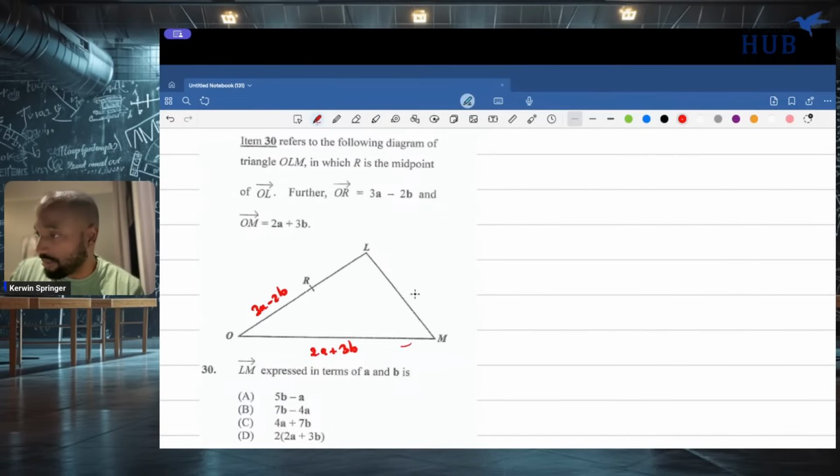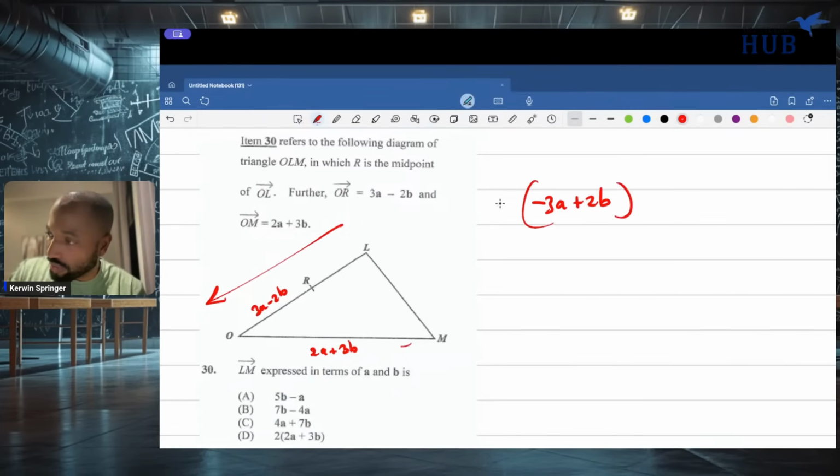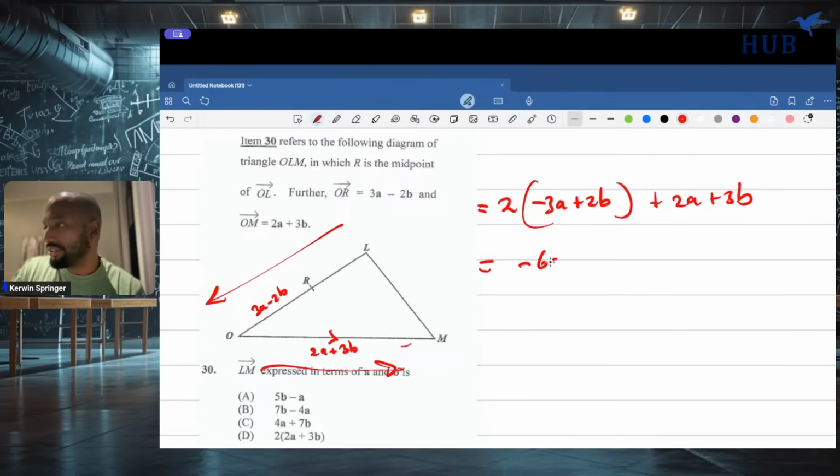And whatever, LM, so we need to go this way, which is opposite. So it'll be minus 3A plus 2B. And actually it's 2 of that. And then we have to go this way, OM. So we'll be adding on 2A plus 3B, and we have to see what that boils down into. Negative 6A plus 4B plus 2A plus 3B. Negative 4A plus 7B.